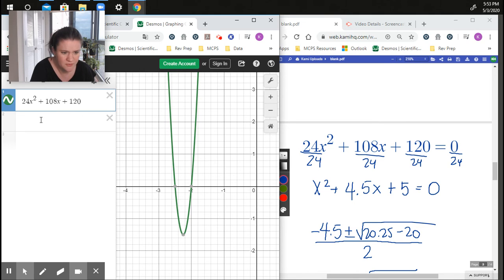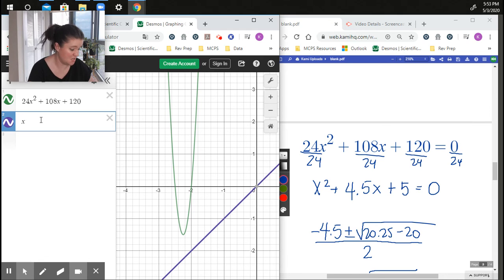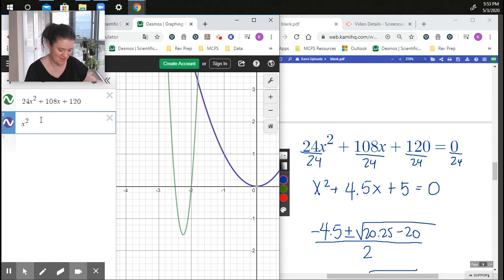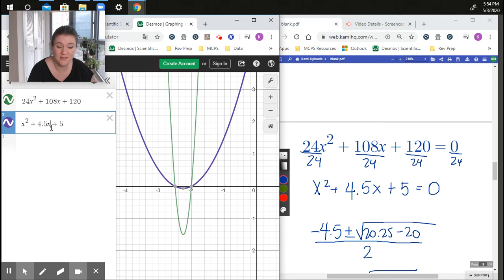And just to show you for fun, let's see what it looks like. So it's going to be x squared plus 4.5x plus 5. Calculators will only do what you tell them to, and I have my caps lock on, so it messed it up. There it is, okay?